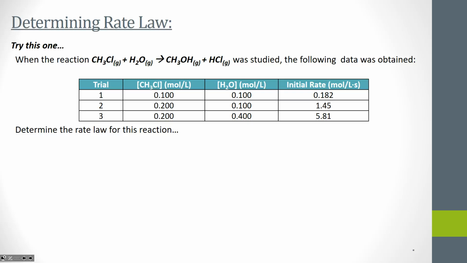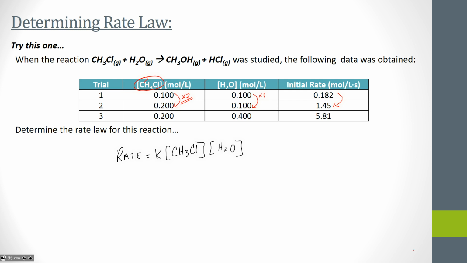So I'm going to write my generic rate law. So rate equals k, and I'm going to write the concentration of my reactants, CHCl3 and H2O. And we want to figure out what those powers are. So let's start with the first one. I want to find two trials where this chemical changes and the other one does not. Well, that would be trials 1 and 2, because I doubled this and this did not change. Now, I will know that this change over here is caused by that change.